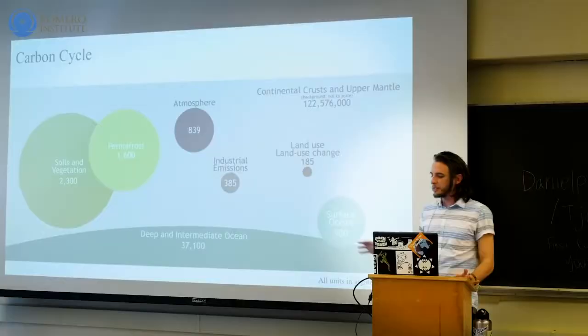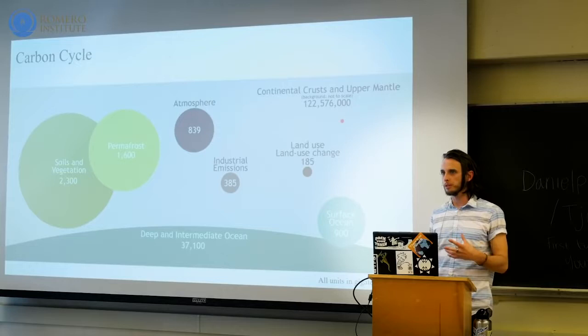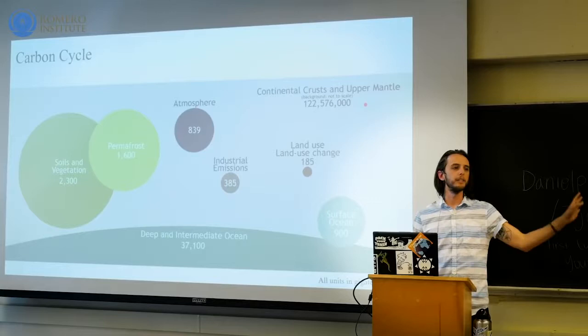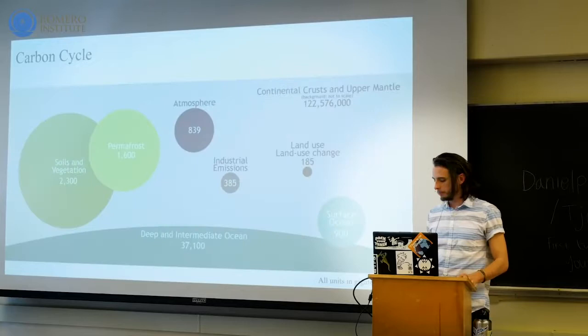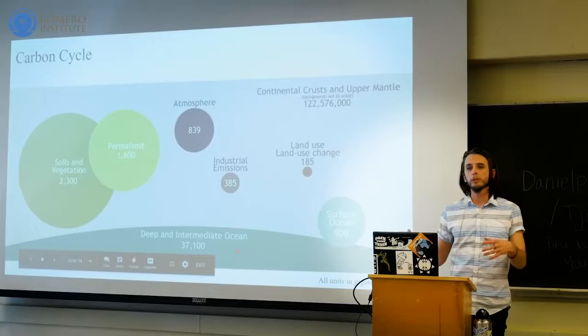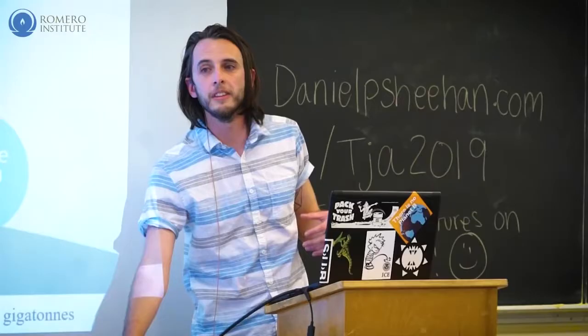And this is another visualization showing the relative amounts of carbon in different stores throughout the planet. So the continental crust and the upper mantle is far and away where most of the carbon is, because the Earth is made of rock and there's a lot of carbon in rocks. Then next is the deep and intermediate ocean. So again, those ocean sediments, as things settle down, they get stored down there for a long time.